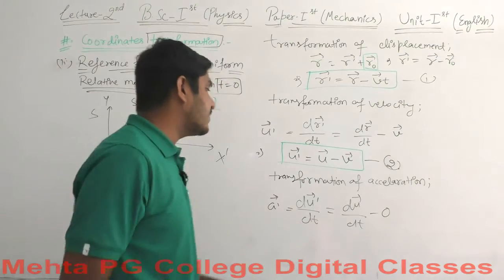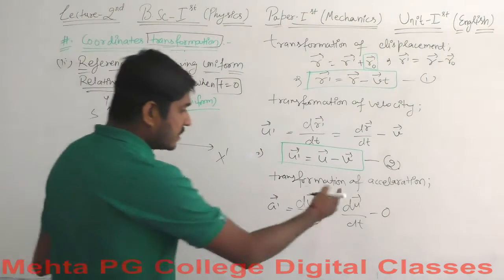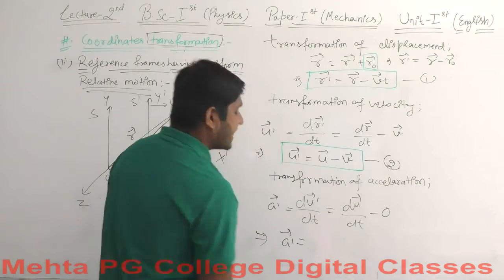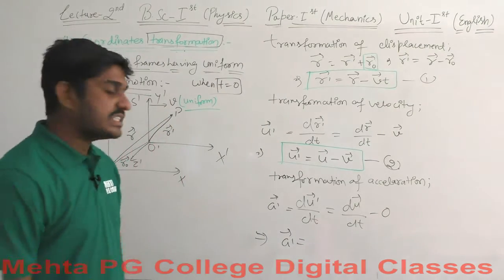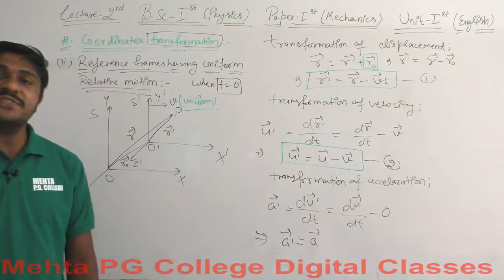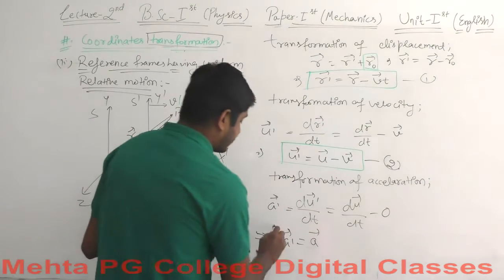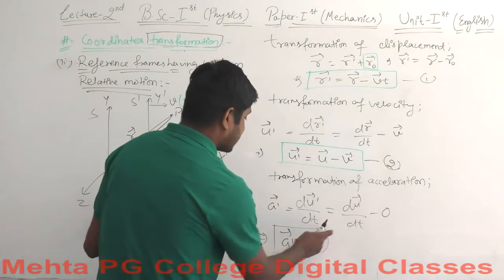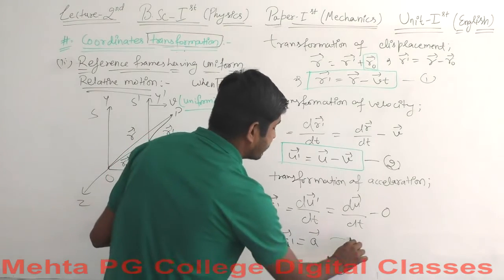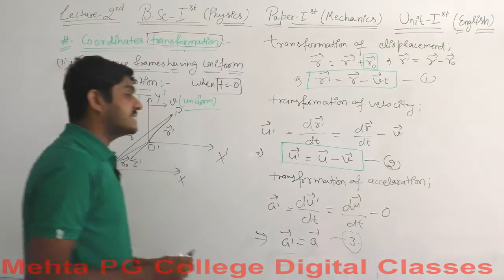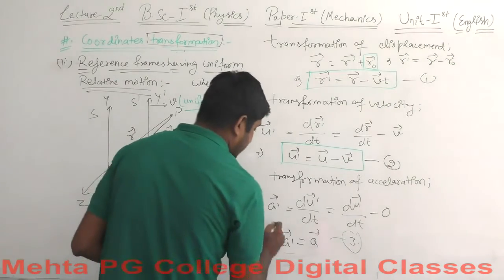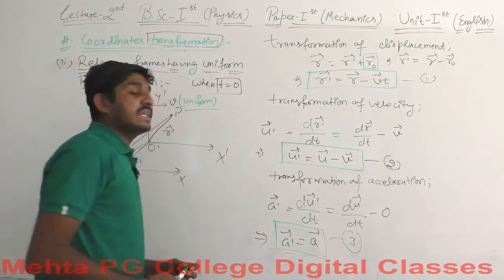Okay, so let's come up with the example here. What do we have? We have acceleration a dash in the frame s dash equals the acceleration a in the frame s. This is our other transformation equation, equation 3, which is the transformation of acceleration.